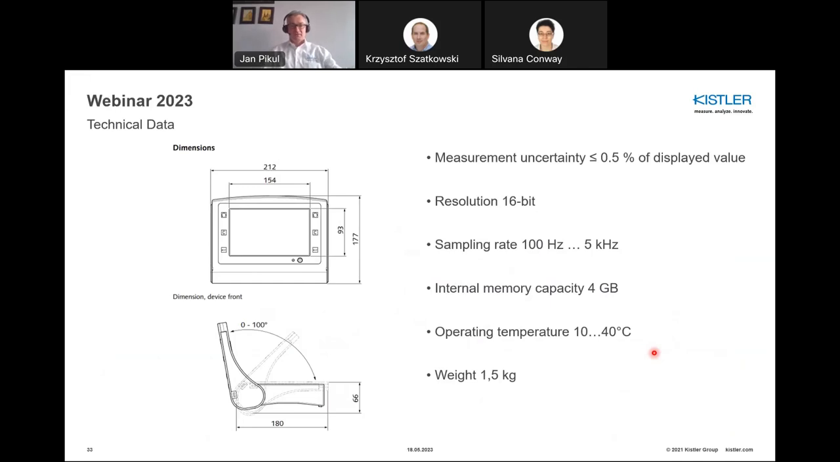And here we have some basic information about the technical data of the system. So as you can see, it's not that big. The screen is 10 inches. The resolution is 16-bit. As I said, we can connect two analog channels to this system. The internal memory is limited to only 4 gigabytes, but if there is too much data, we can export data as a text file or as a special file. The data can be transferred to specially designed software like Zeus or Test Expert.